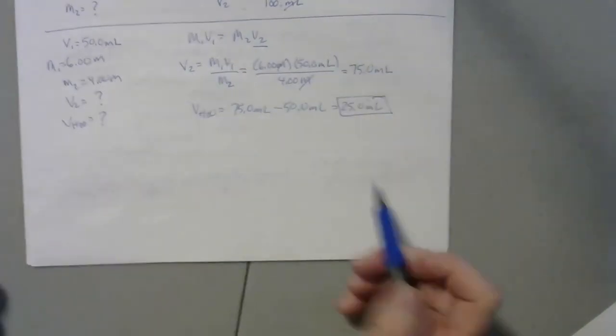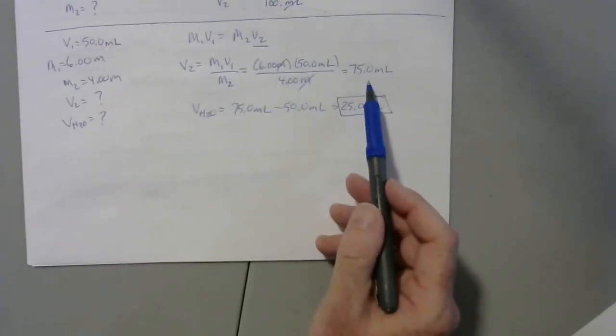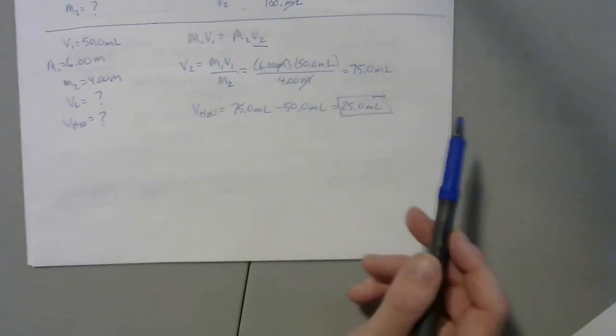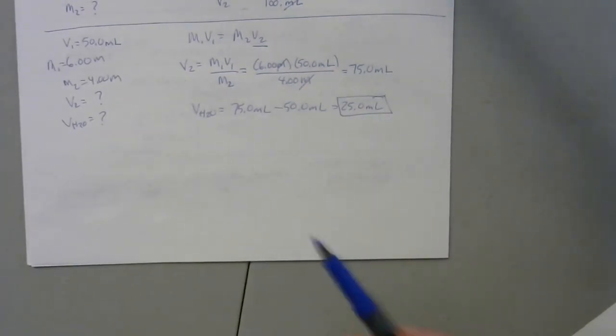But a common mistake would be the 75, because you get the second volume, you just run with it. But what you want is the amount of water you had to add.